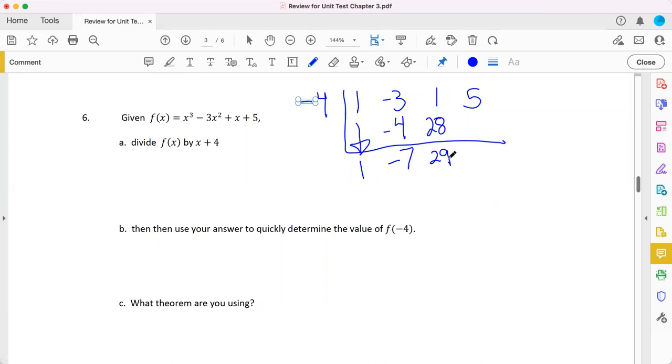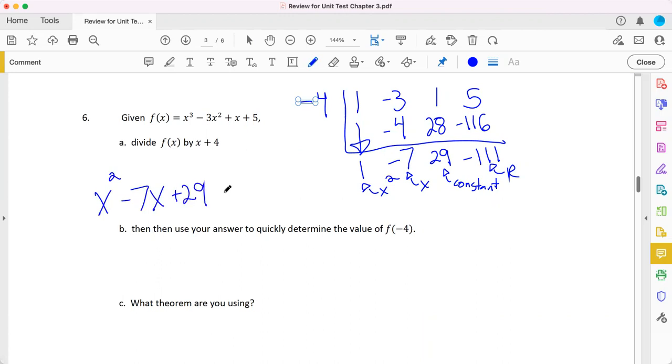-4 times 29, it's close to -120, but it's 4 away, so -116. So -111 is left over. So lo and behold, you have a remainder. You have your constant. Notice how I'm looking at this from right to left. You have your x term. You also have x squared, okay? So if you divide this all out, x squared minus 7x plus 29 minus 111 over x plus 4.